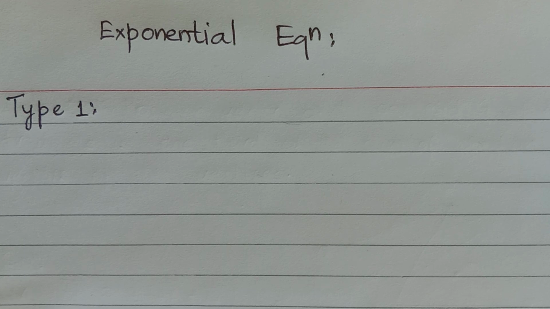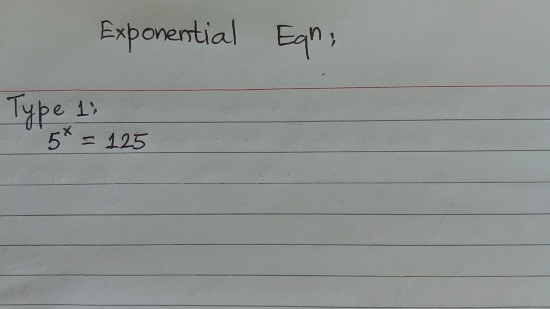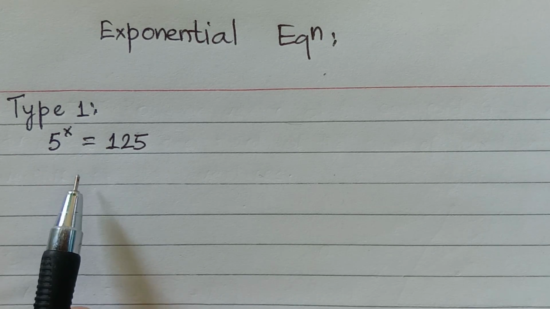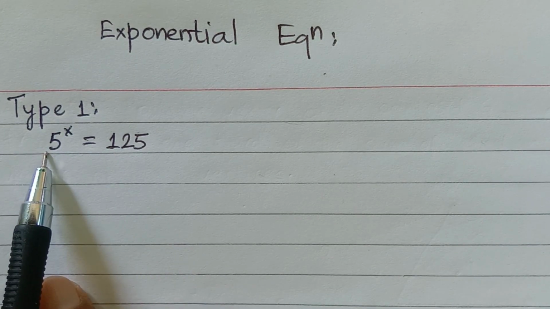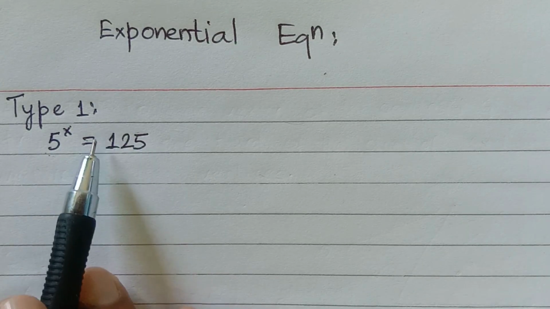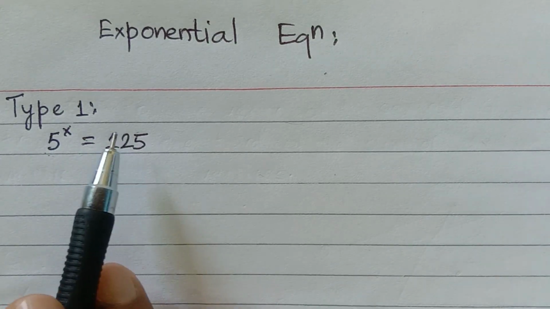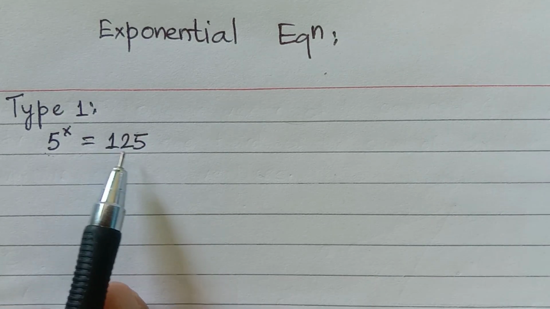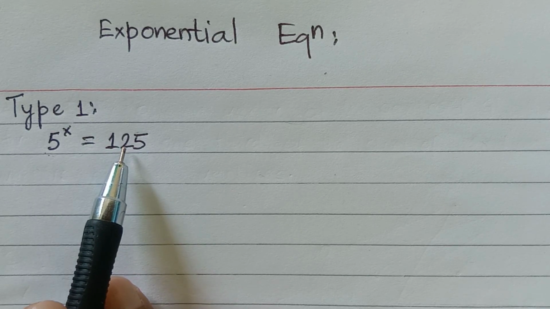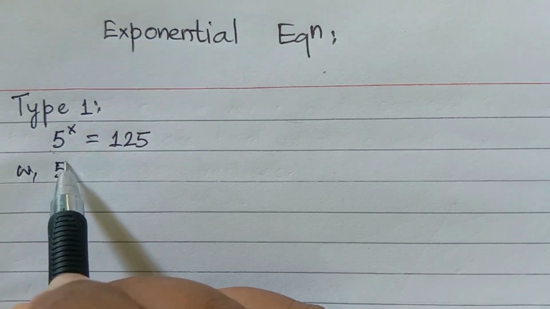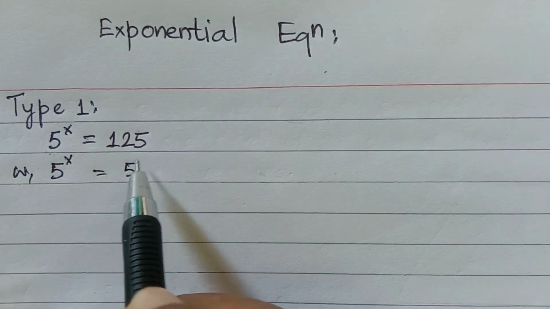So first let's check type 1. The first type equation is 5 raised to power x is equal to 125. Here we have to make the base equal. On our left hand side the base is 5, so let's try to write 125 in the form of base 5. We know that 5 raised to power 3 is 125, so we write 5 raised to power x equal to 5 raised to power 3.